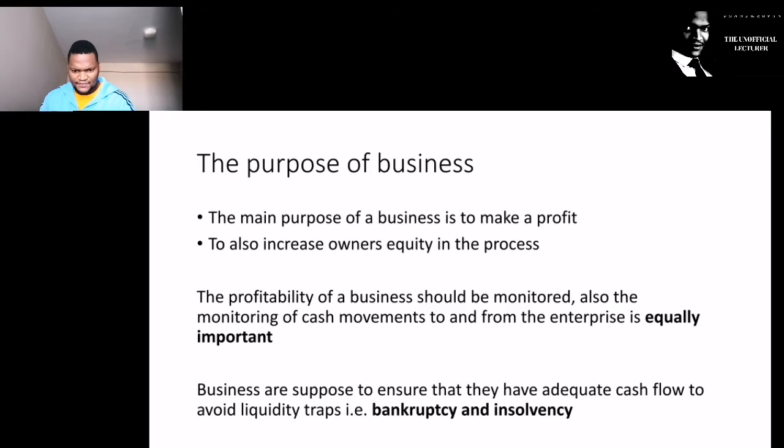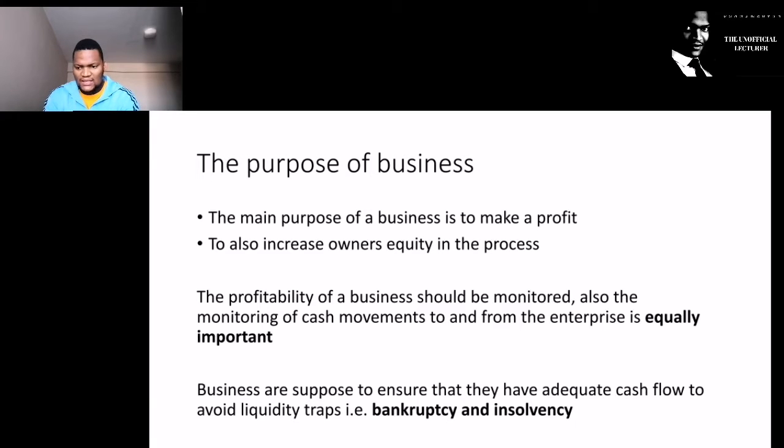So we are also saying that monitoring of cash movements to and from the enterprise is equally important. What we mean by that is that as a business, you need to have sufficient cash flow coming in and out of the business in order for you to remain sustainable. Now, what other people are not aware of, I always say that the accounting profit that you see when you do your books is not actually money. That's why I call it accounting profit. That's where you have the difference between financial accounting and management accounting. Management accounting will only recognize profit if the money is in the bank, but the financial accountant will recognize profit even if the money is not yet in the bank but in the hands of your customers or your debtors, because you are expecting them to pay that money within a certain period of time.